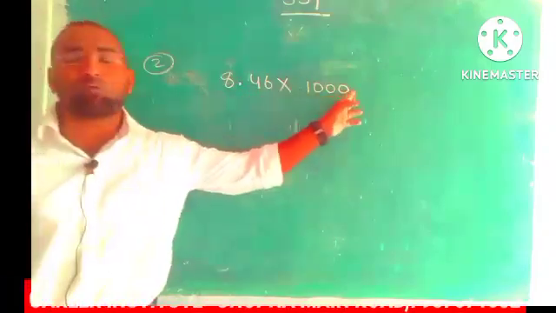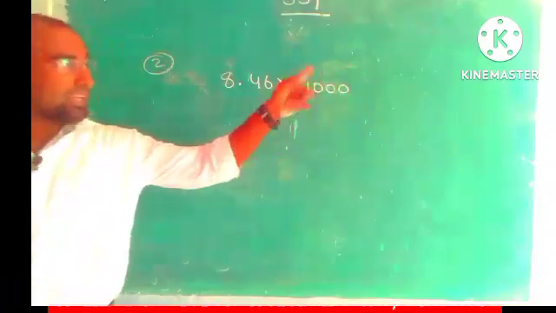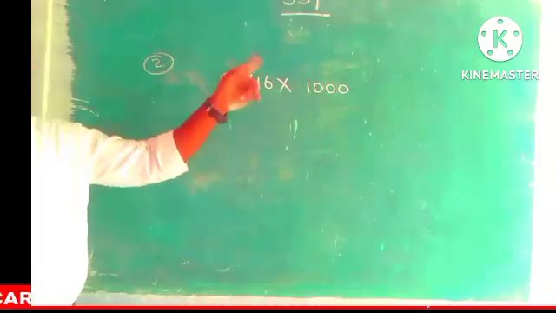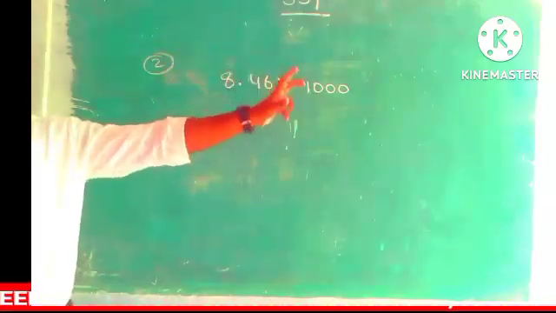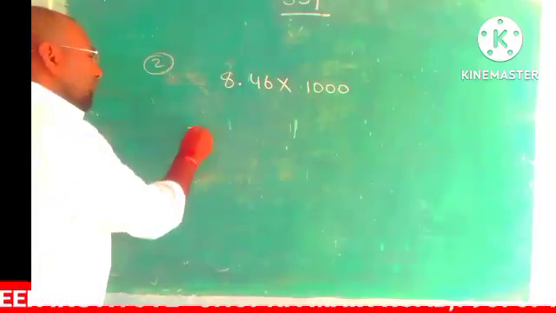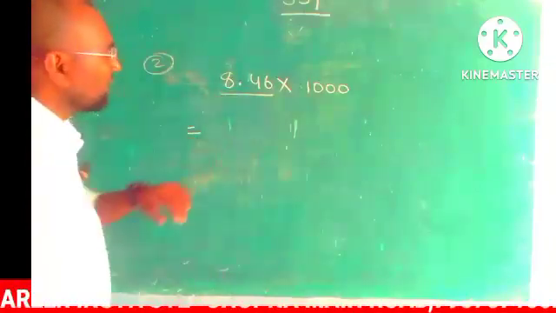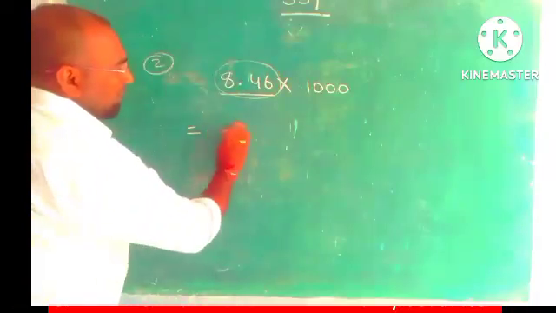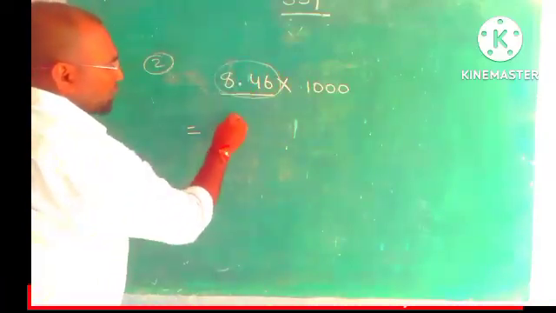So this is the question. 8.46 multiplied by 1000. Again, there are two types of method. One is simple multiplication, and another method is removing the point. If we have to remove the point, how to remove the point from here? First of all, we have to write down this number same to same without the point. So how to write it down?